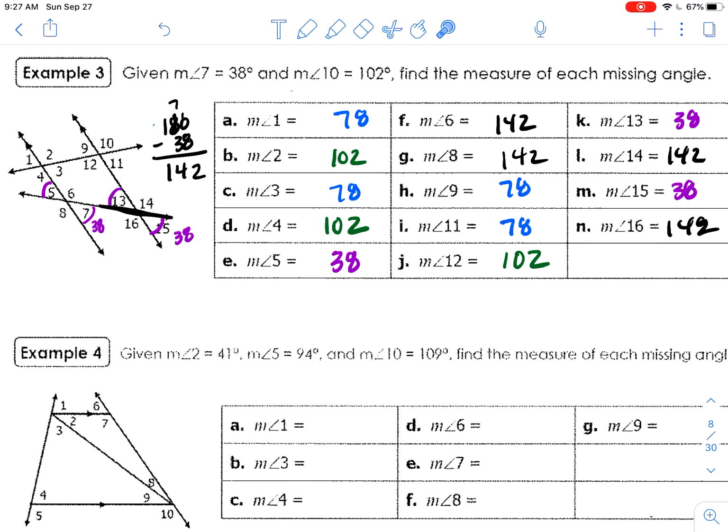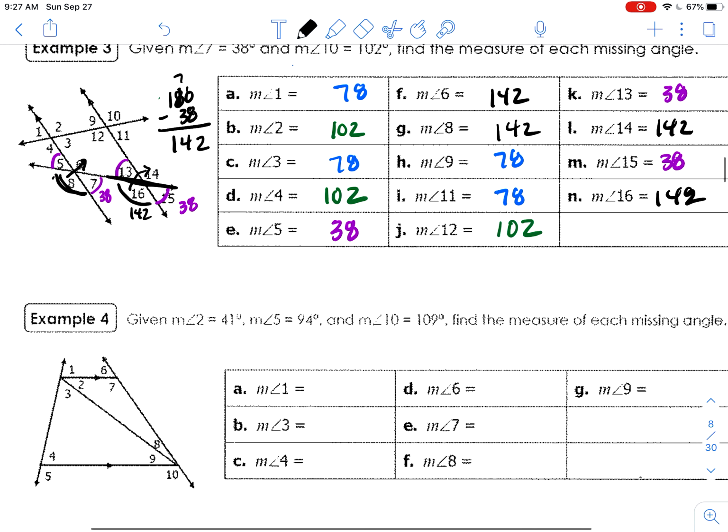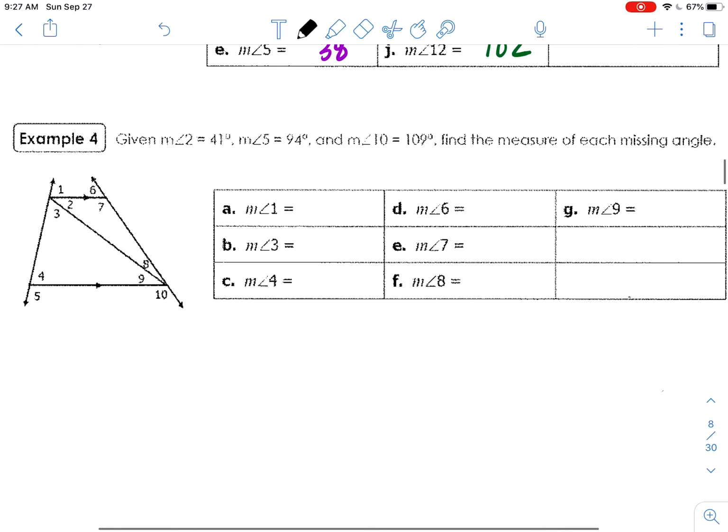And that is again because we have a linear pair. If this side is 38, this side over here is going to be 142 because they add to 180. 16 is vertical from angle 14. 16 and 8 are corresponding. 8 is vertical from 6, and so they're all going to be 142.